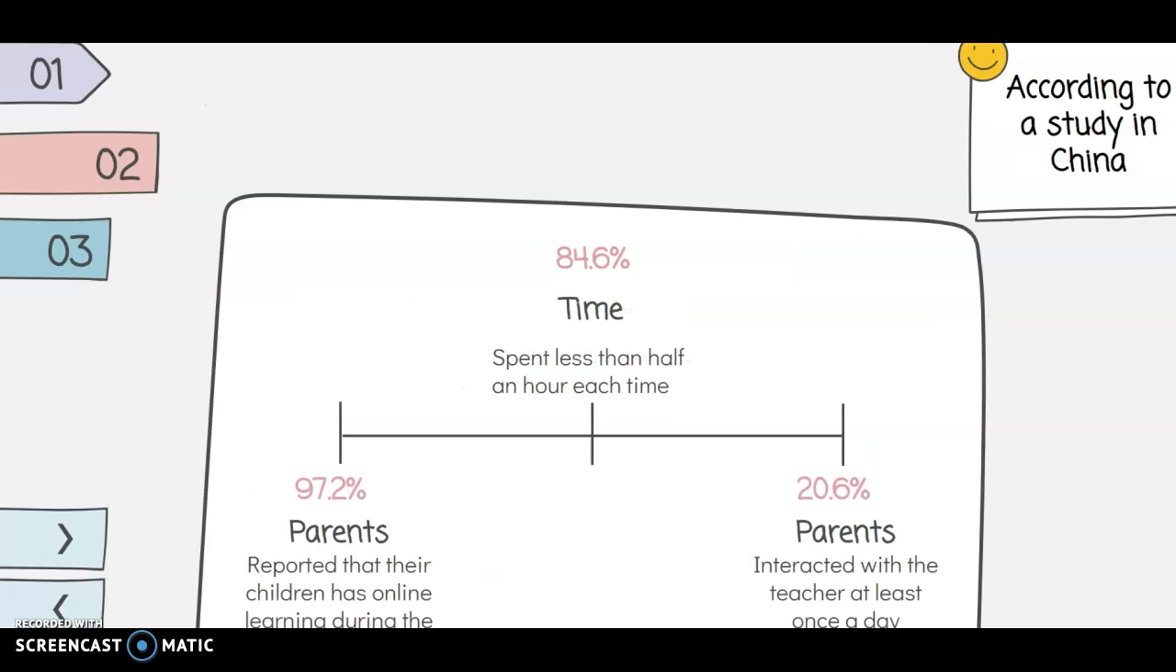And these are some statistics that I got from a study that was done in China, and this is from this year since COVID. 97.2% of parents, and this was done with a kindergarten class, reported that their children had online learning during the pandemic, and 84.6% say that the time spent is less than half an hour each time they are doing their online learning, and 20.6% of parents interacted with the teacher at least once a day.